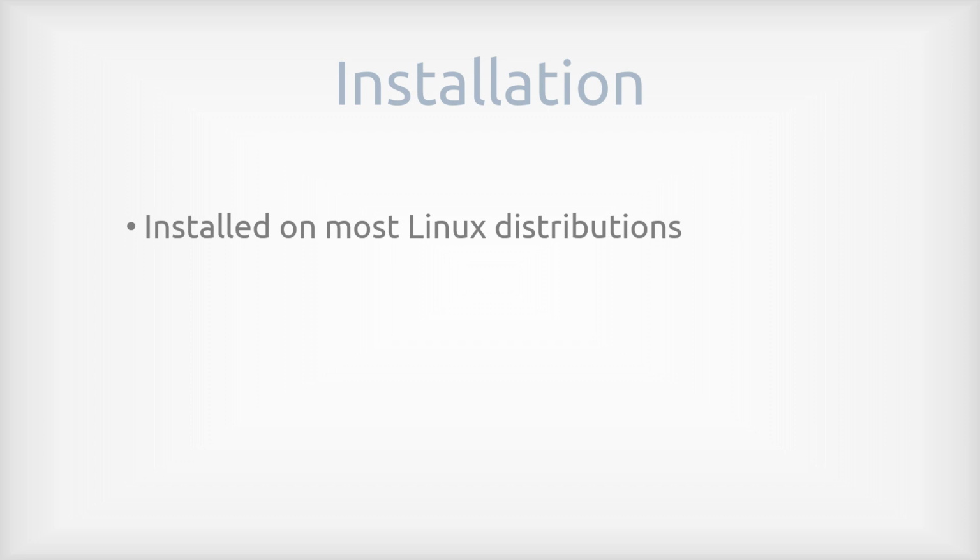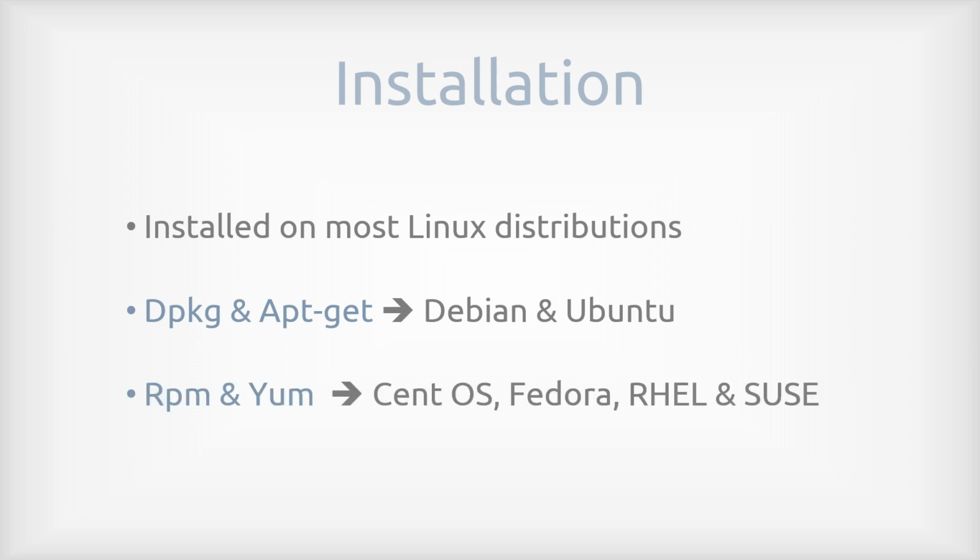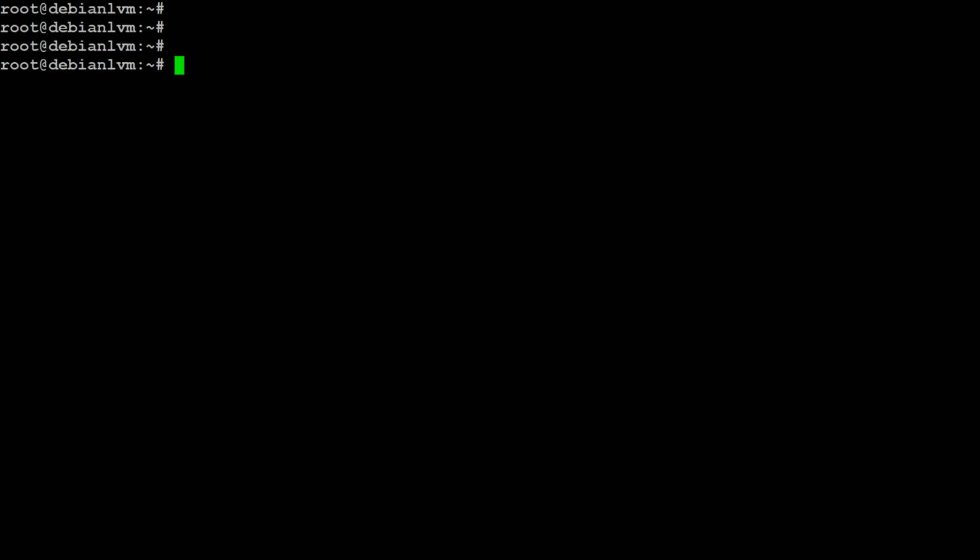Installation: on most Linux distributions, it is already in the distribution. On Debian and Ubuntu you can check it with dpkg and apt-get. On CentOS, Fedora, Red Hat and SUSE you can check it with the package manager RPM and install it with Yum.